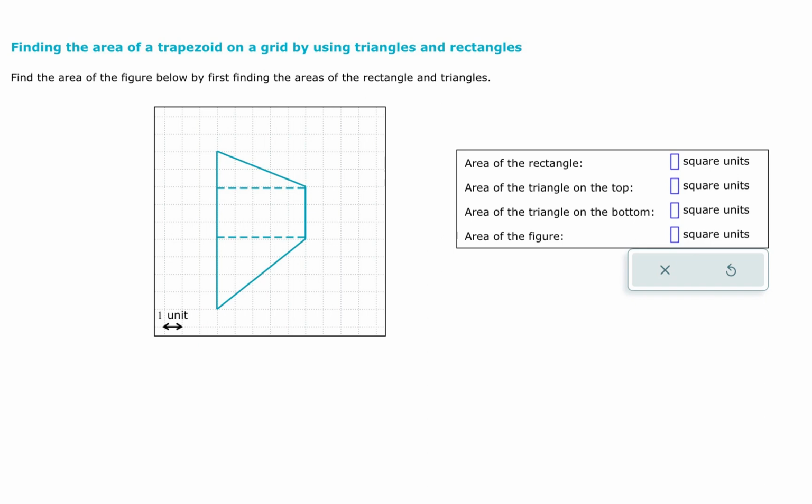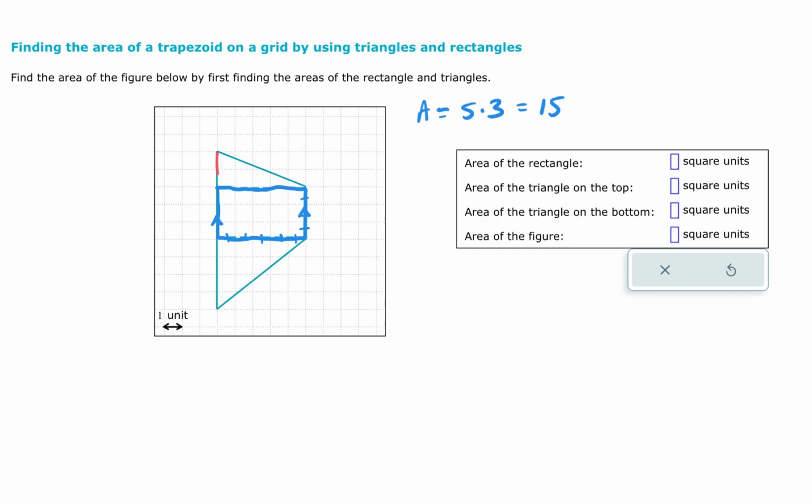This is not a right trapezoid because there are no right angles. We do have a pair of parallel sides, so it is a trapezoid. And we do have a rectangle in the middle of this. So we split it into a rectangle and two right triangles. This rectangle is 1, 2, 3, 4, 5 by 1, 2, 3, so 5 by 3, which is 15 square units.